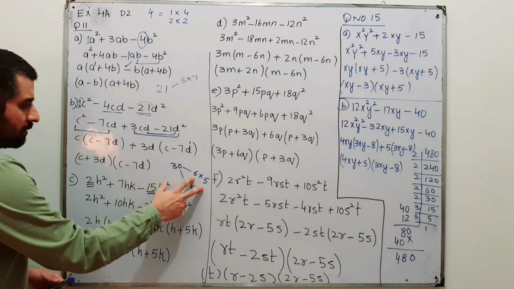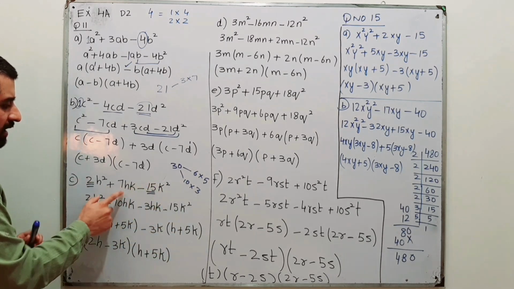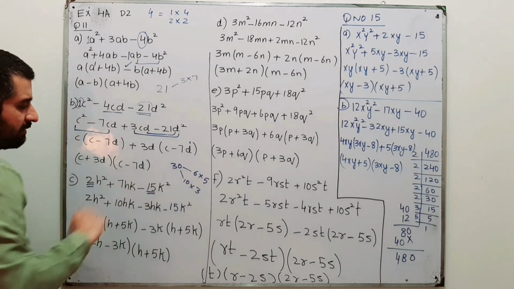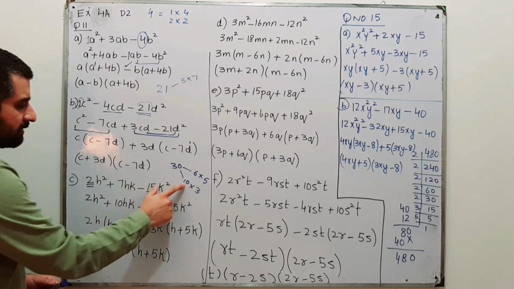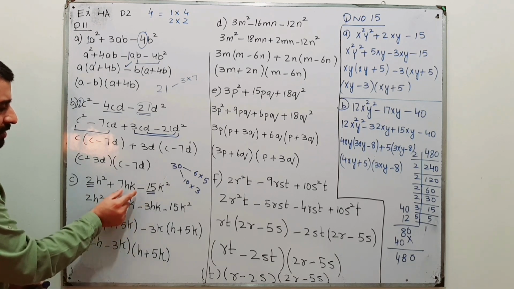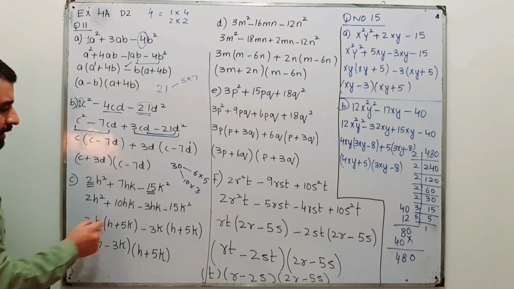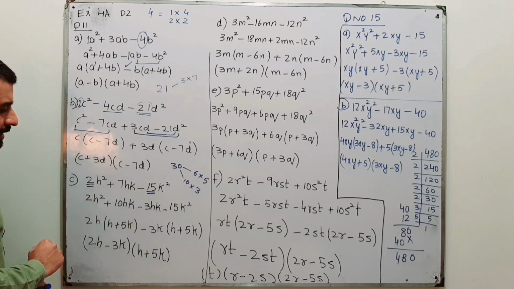Now from these pairs of factors, you have to use that pair which will give you 7. 6 plus 5 is 11, 6 minus 5 is 1, 10 plus 3 is 13, 10 minus 3 will give you 7. So we are going to use 10 minus 3, which will give me 7hk. So this will become 10hk minus 3hk, the result is 7hk. So the middle term is now broken down into two parts.